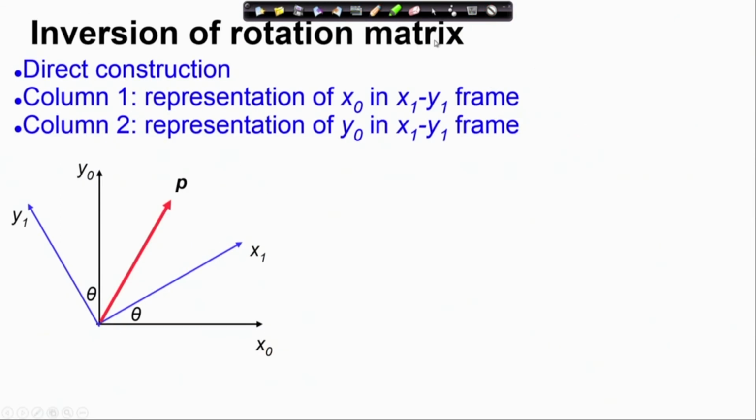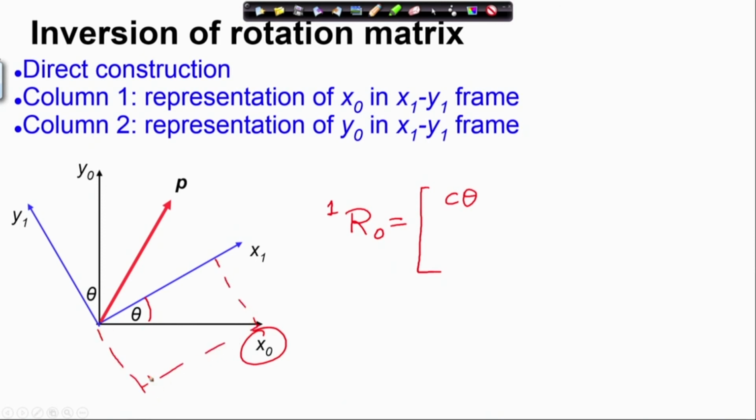So, once again, let us look at a direct construction of R from 0 to 1. What do I now have to do? I have to represent the frame x 0 y 0 in x 1 y 1. The first column will be the axis x 0 in x 1 y 1. That you can easily check is cosine theta and minus sine theta, this angle being theta. So, cosine theta and minus sine theta represents x 0 in x 1 y 1.